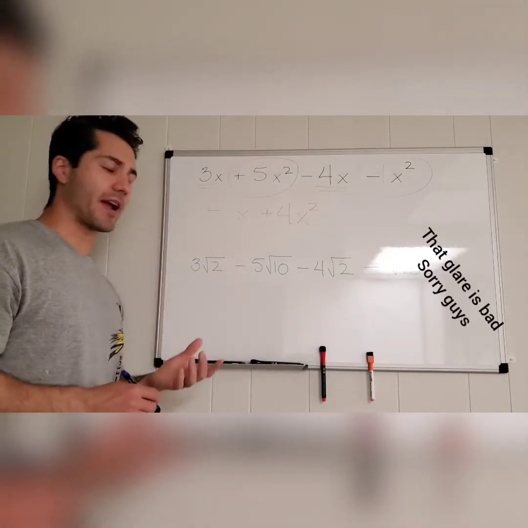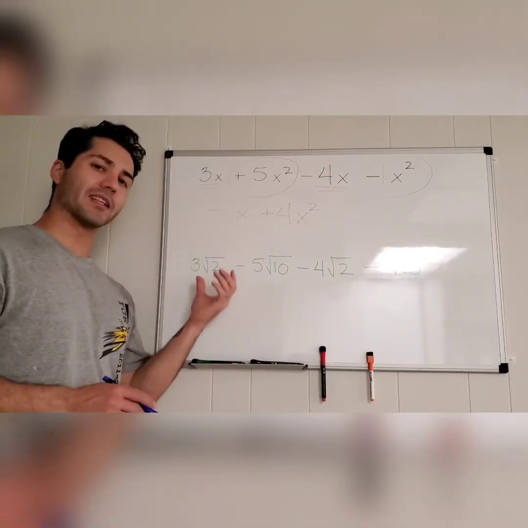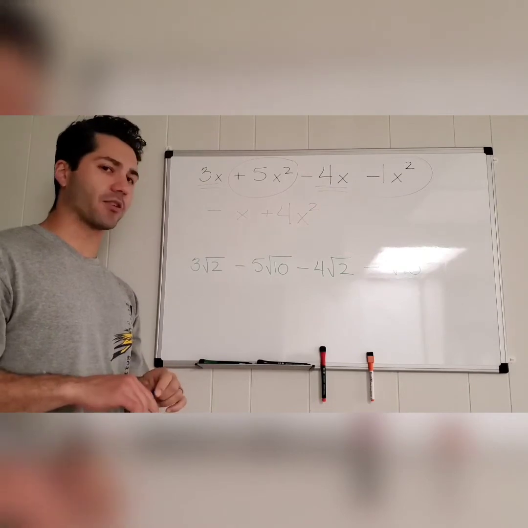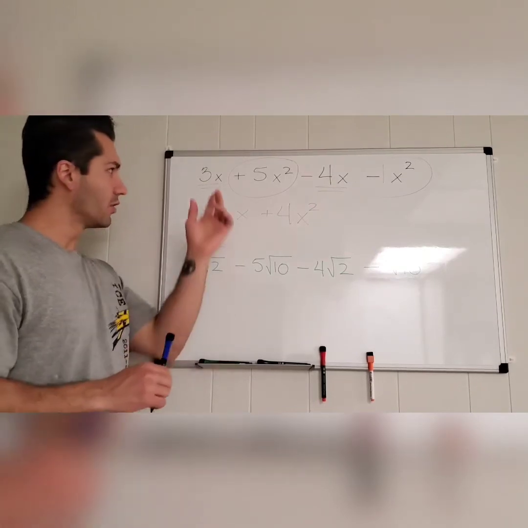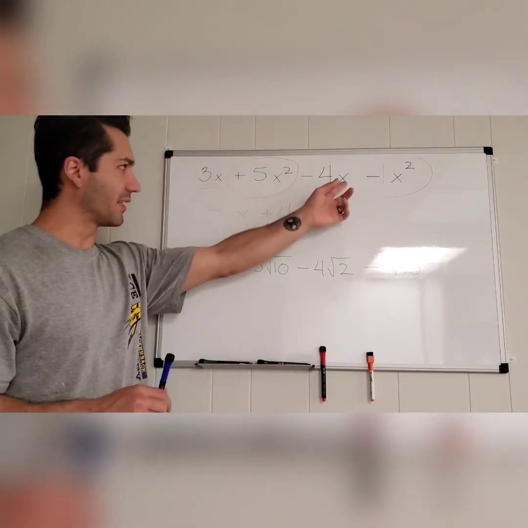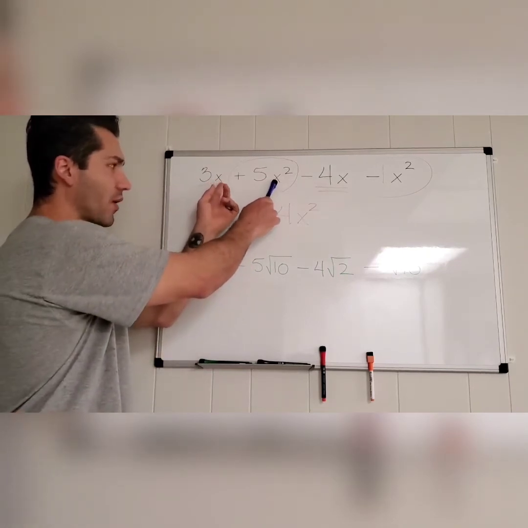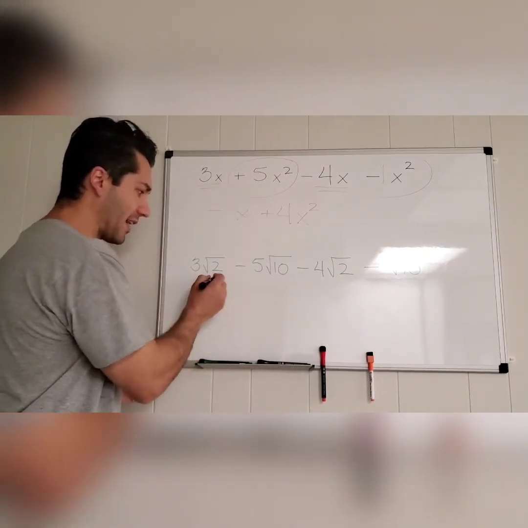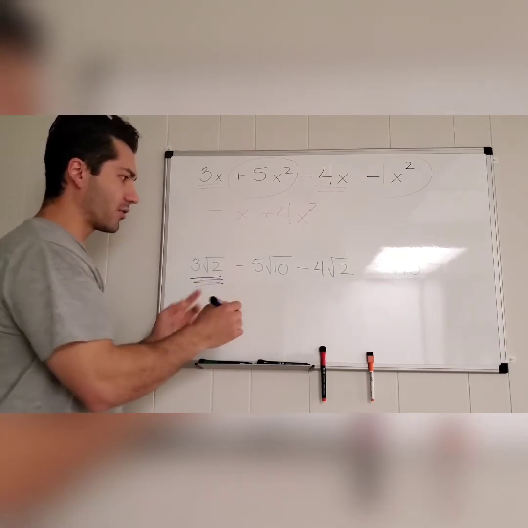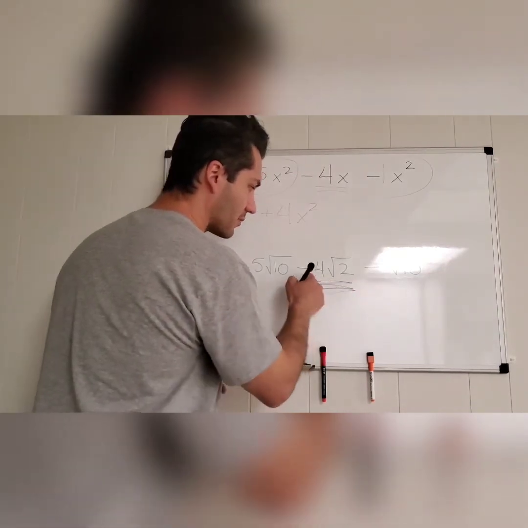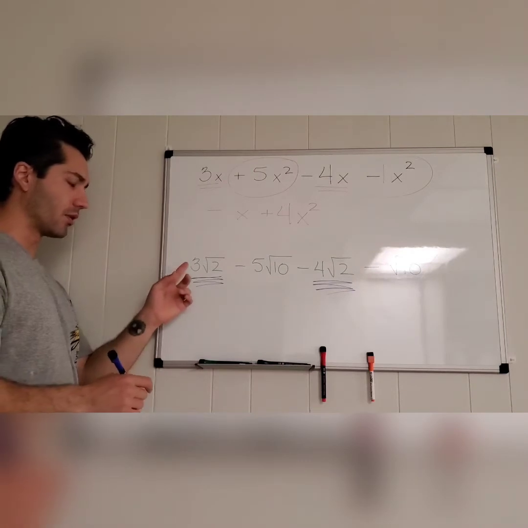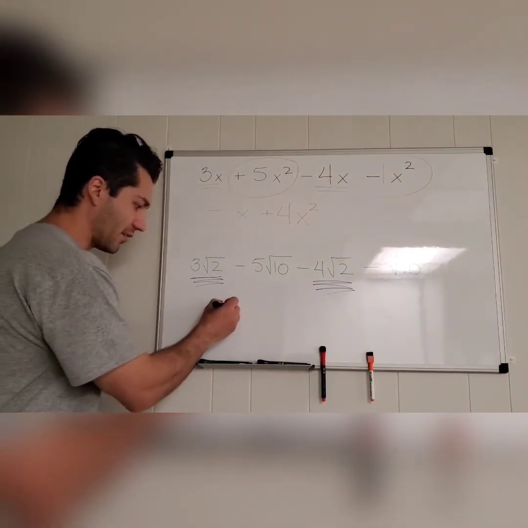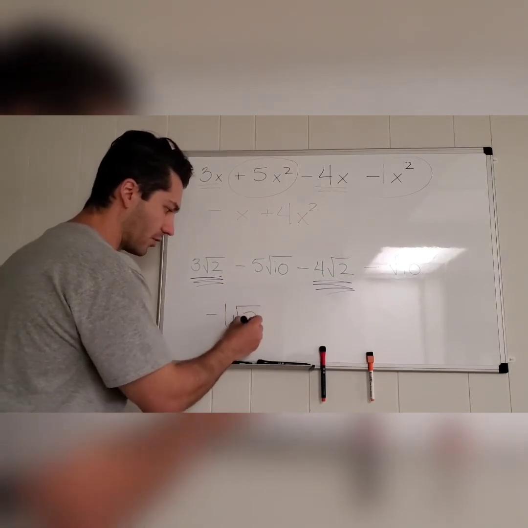When you add and subtract radicals, you can only add and subtract like terms. You need the matching radical, and it has to be identical, just like these x's had to be identical. You cannot add x and x squared. I cannot add radical 2 and radical 10, but I can add this 3 radical 2 and this minus 4 radical 2. 3 minus 4 radical 2 is a negative 1 radical 2.